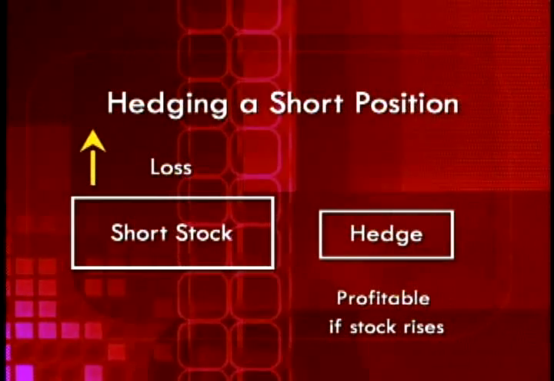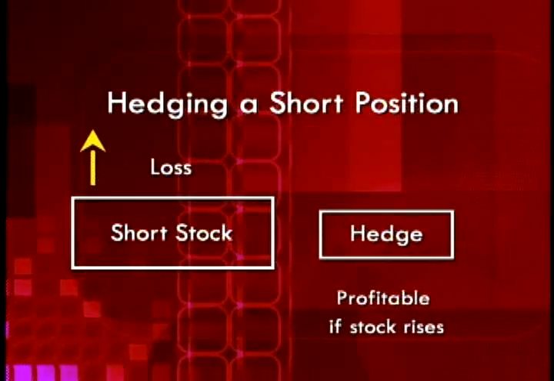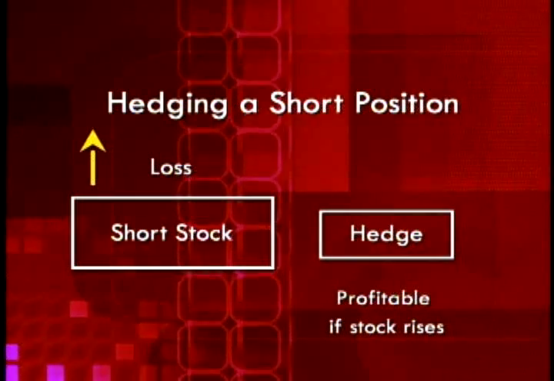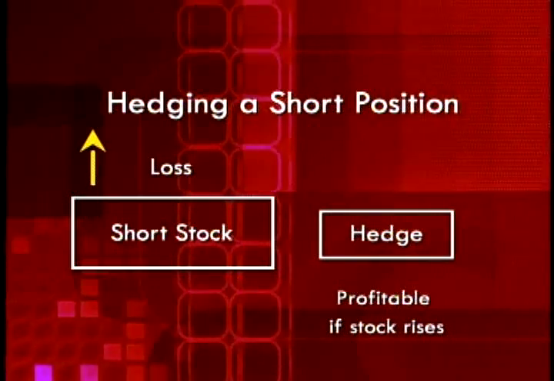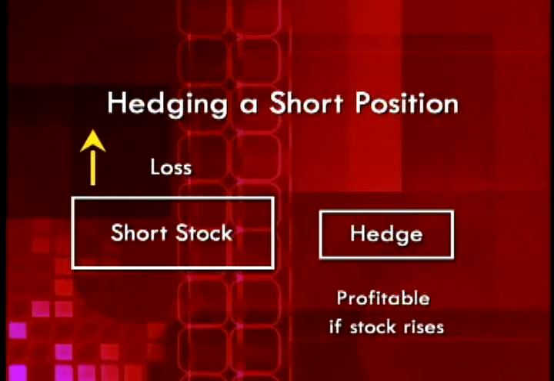Now, what we need, though, is an option position that would be profitable if the stock rises. So we hope that the profit we earn on the hedge will offset some of the loss we have on the short stock position if the stock goes up. So how do we find out what to use here as a hedge?